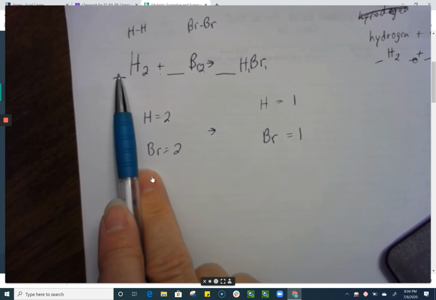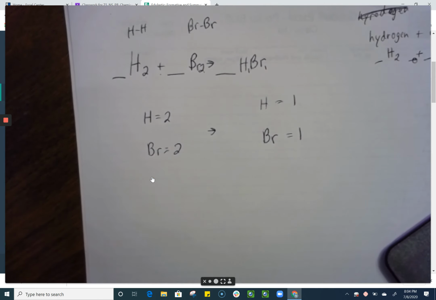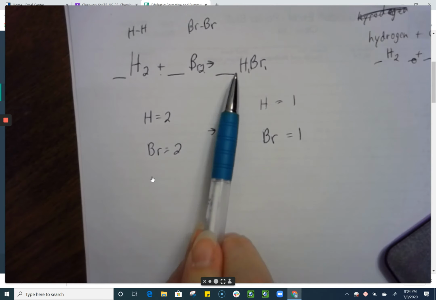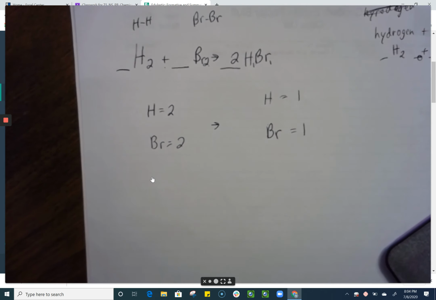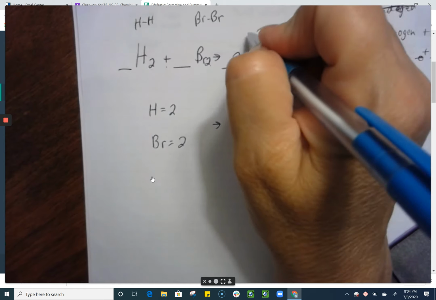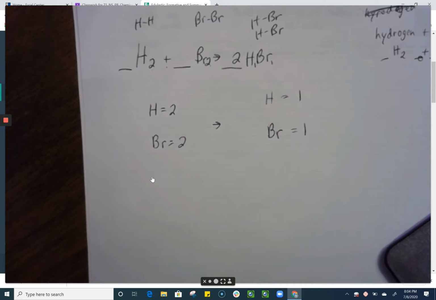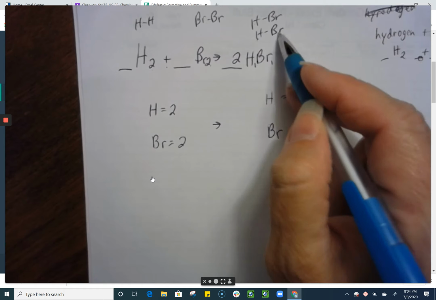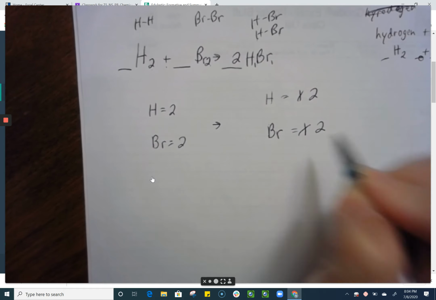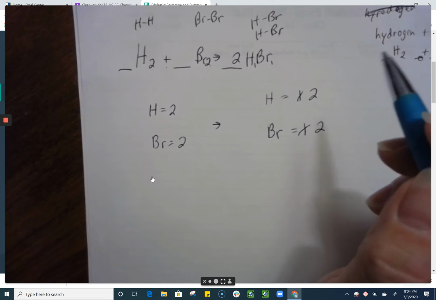And remember, when you put the numbers in front, it doubles everything behind it. So if I need two hydrogen over here, the only place I can put a 2 is right there. And when I put a 2 here, it now means that I have 2 molecules of those, which means I have 1, 2 hydrogen, and I have 1, 2 bromine.